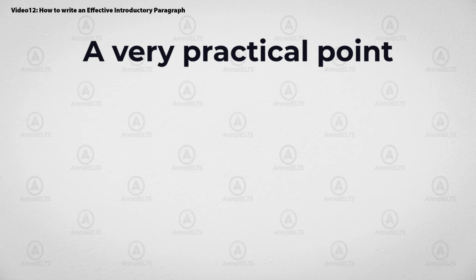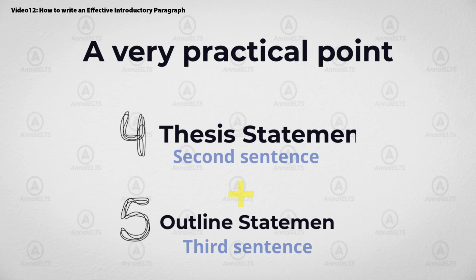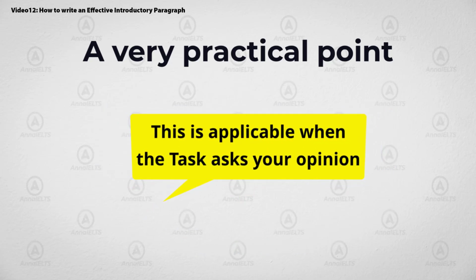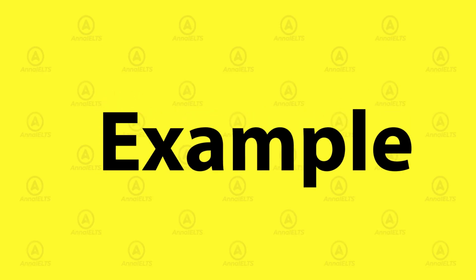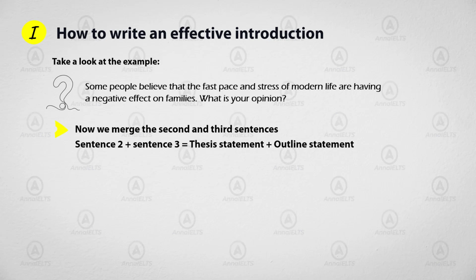A very practical point. You can combine the fourth and fifth level of writing an introduction. This means you can combine the second and third sentence of your introduction. But be careful, this is applicable when the task asks your opinion. Now we can merge the second and third sentences together. So I mean sentence 2 and sentence 3, which are thesis statement and outline statement.